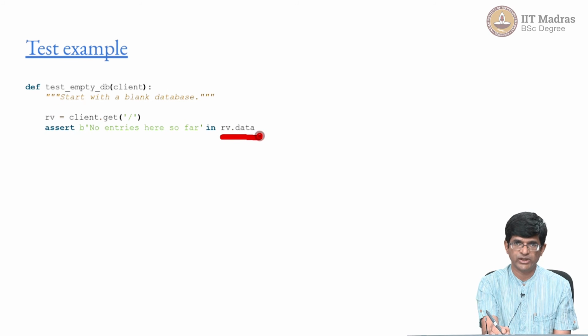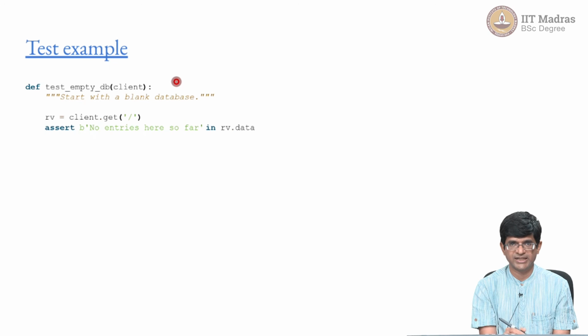rv.data contains the actual text that was returned, right. rv.header will probably contain the status codes and so on, and in that I want to make sure that there is this particular text. So this is an example where I am just creating a blank database, testing that nothing is present in it and so on. But you can imagine that now that I am able to create a database and a client and get requests, I can now start testing any endpoint that I wanted.